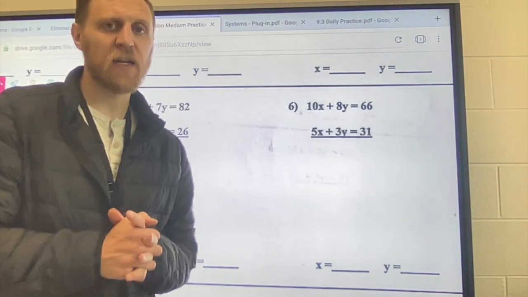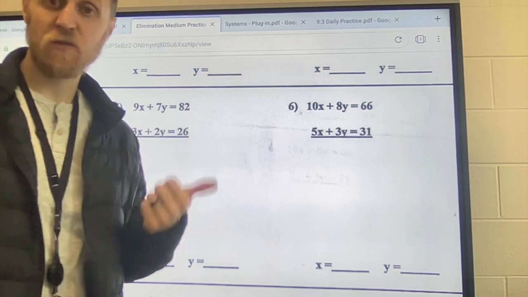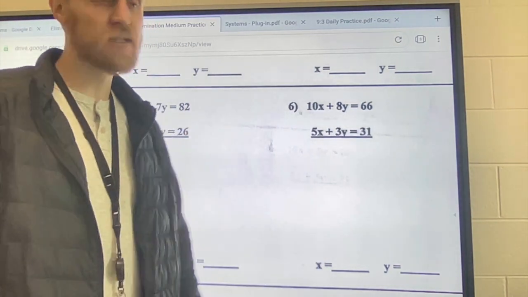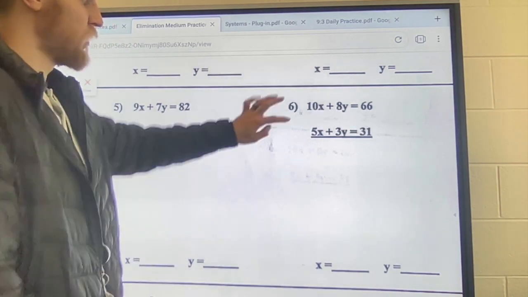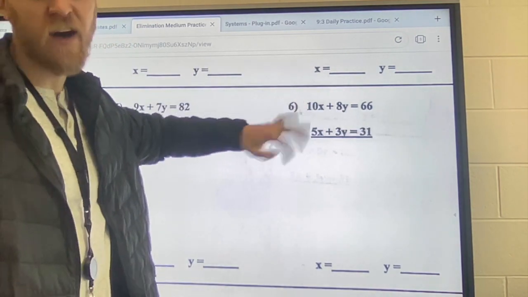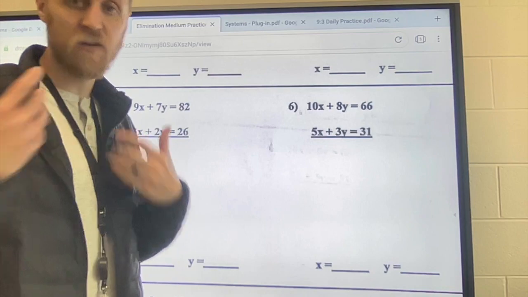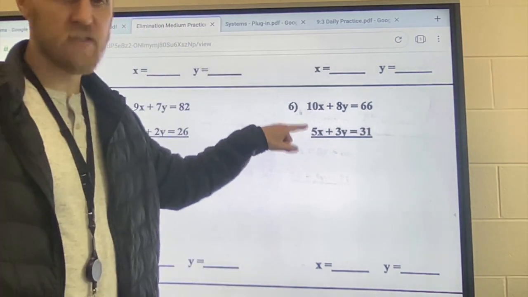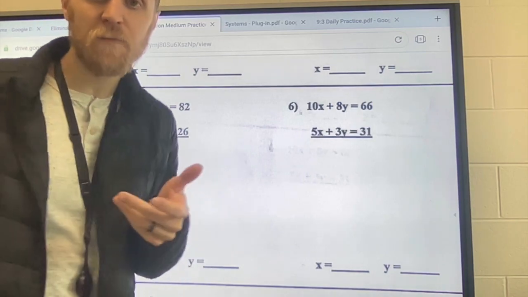So again, I don't have opposites. Everything's lined up, so that's good, but I need to make opposites. How do I make opposites, you ask? Easy. Multiply. So what I'm looking at is the 10 and the 5. They're not opposites, but I could create them fairly easily. I need to double this 5. I need to multiply it by 2. That's going to give me 10.